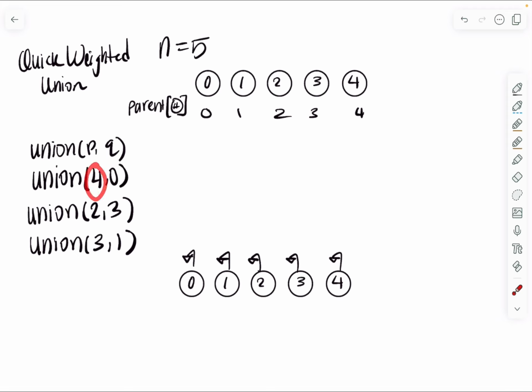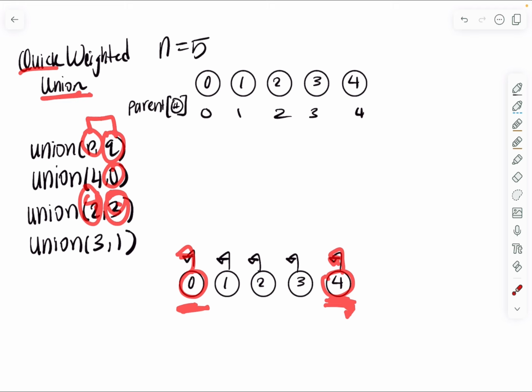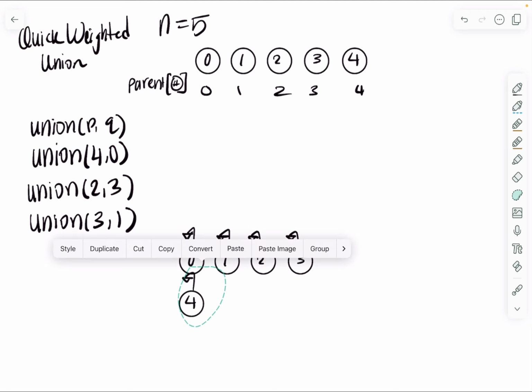Union 4, 0. Find root of 4. So the root of vertice 4 is itself. Find root of 0. The root of vertice 0 is itself. So because the size of the sets are the same right now, each set only has 1, then it doesn't matter what we do. So we default to quick union, which was to connect the root of the people, which is 4, to the root of the queen, which is 0. So we make the root of the people the child of the root of the queen. So in other words, take this and make it a child of 0. So this goes here, points to 0.